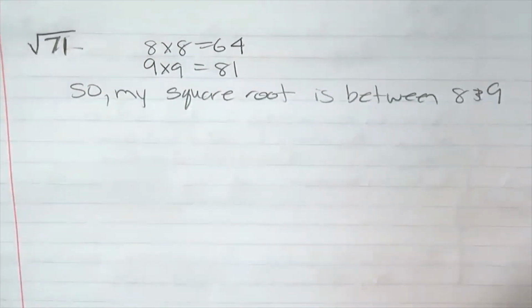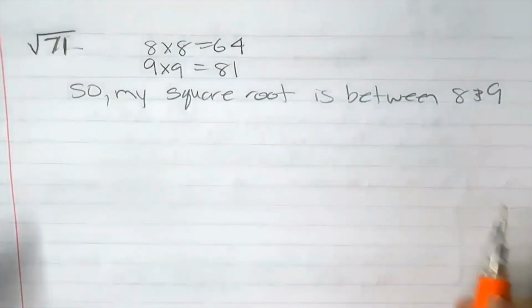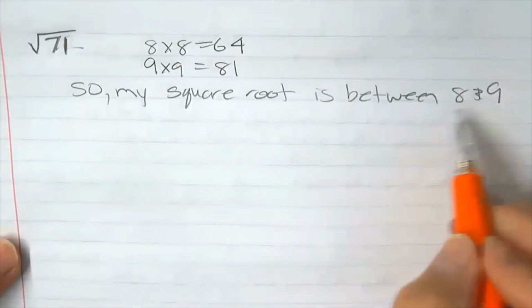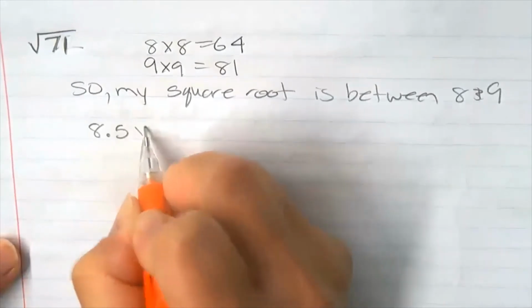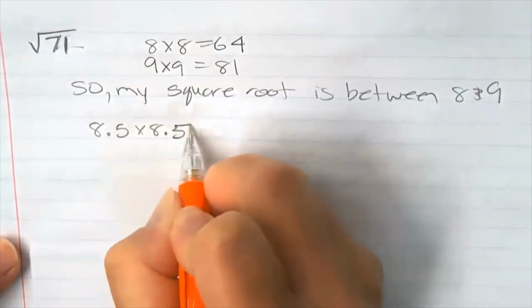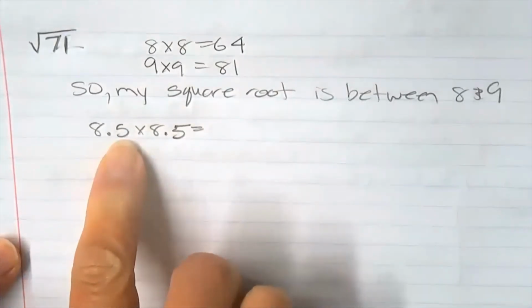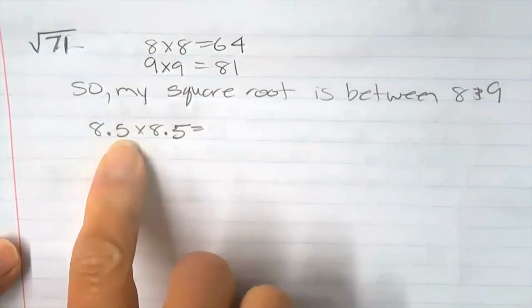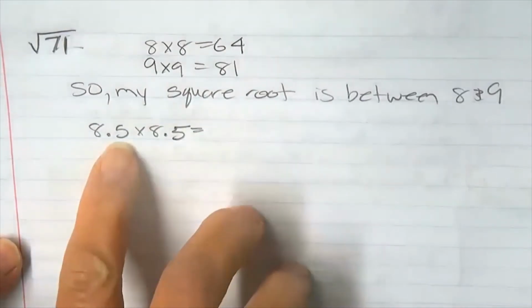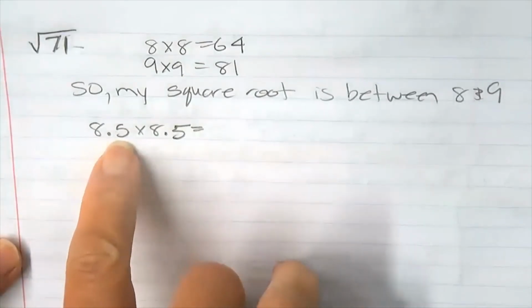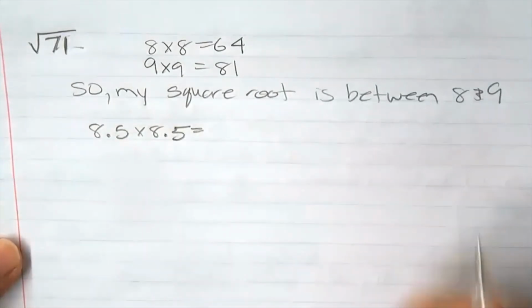Now let's go to the tenths place. So I'm going to start with 8.5 times 8.5 because this is in the middle and it'll show me whether I need to go up or go down. So I'm going to start with the middle. 5/10 is in the middle.